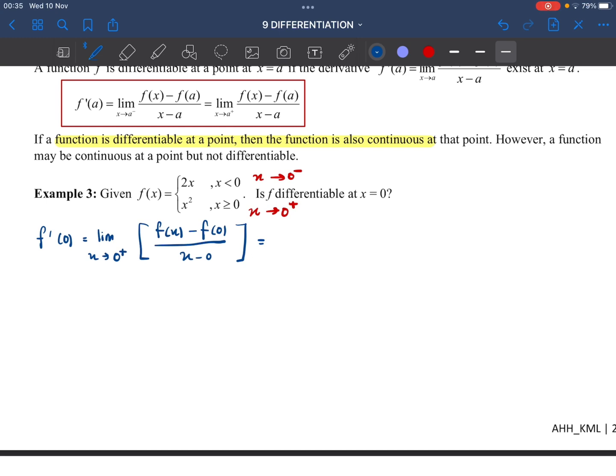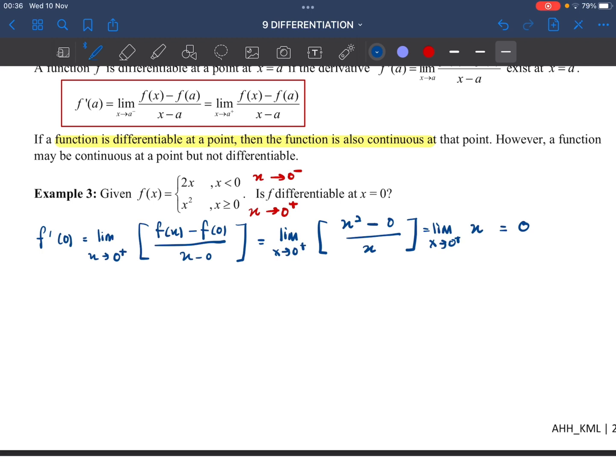Okay, so what is the function for x approaches to 0 from the right? We have x square. So you will have limit x approaches to 0 from the right. So your function is x square. So we have x square minus 0 over x. So here the answer is limit x approaches to 0 from the right, x square over x, which is x. So we just substitute 0 into the x. So the answer here is simply 0.